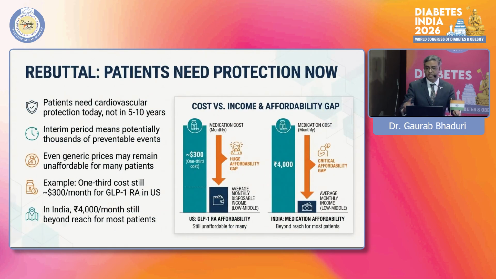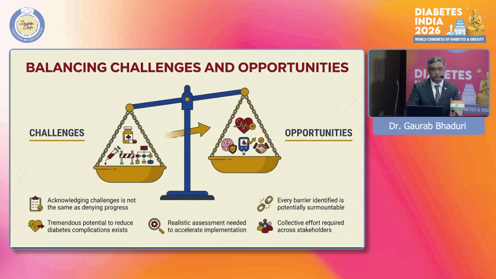But the rebuttal is that patients need the protection now. Patients need cardiovascular protection today and not maybe in 5 to 10 years. And this interim period may potentially prevent thousands of events. And even if the generic prices come down, which in the US is expected to drop by a third, it will still be $300 per month in the United States for GLP-1, and in India it will be about 4,000 rupees per month, which will still be costly if it is out of pocket.